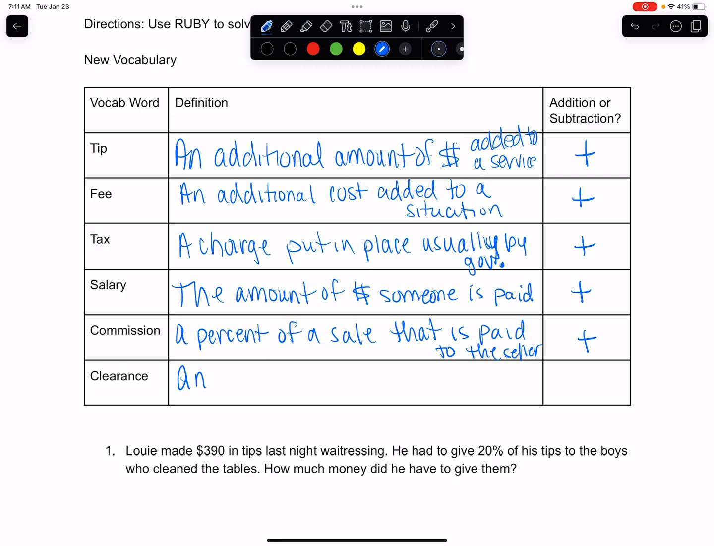We're not going to say "and," we're going to say "a." Usually, a percent taken off of a price. Since it's taken off, it is a subtraction. You can pause to make sure that you get these completely copied down, but I'm going to keep going because you can pause.